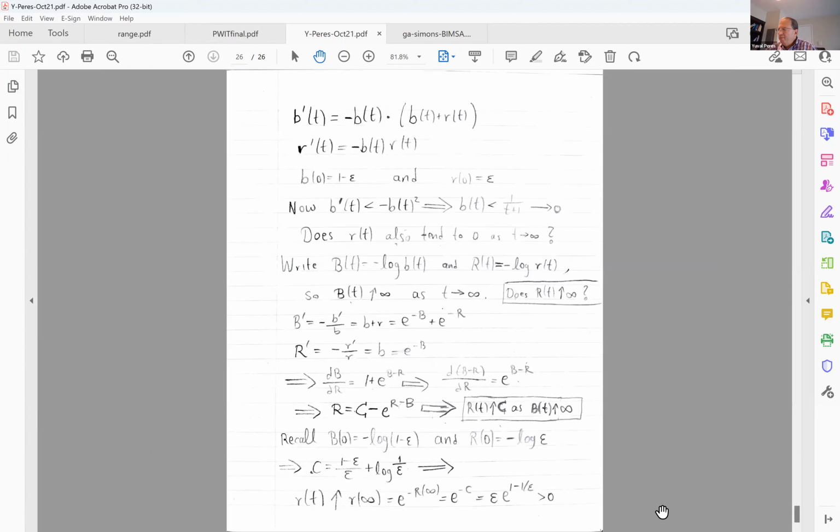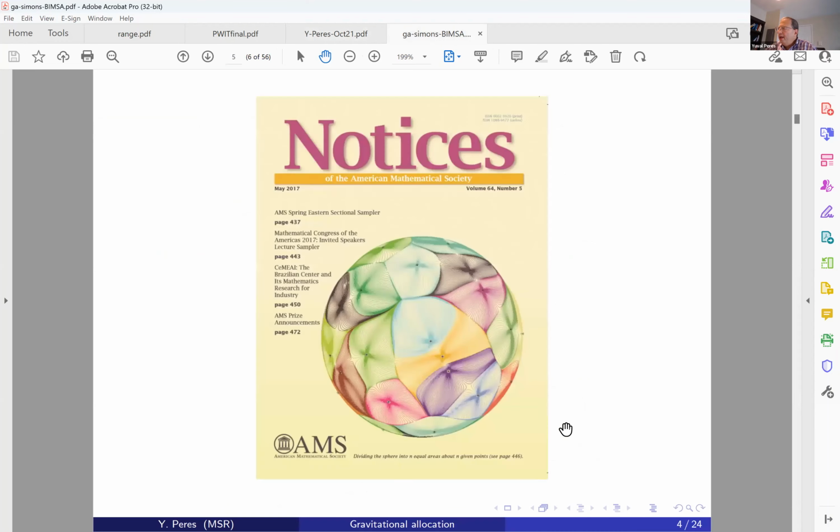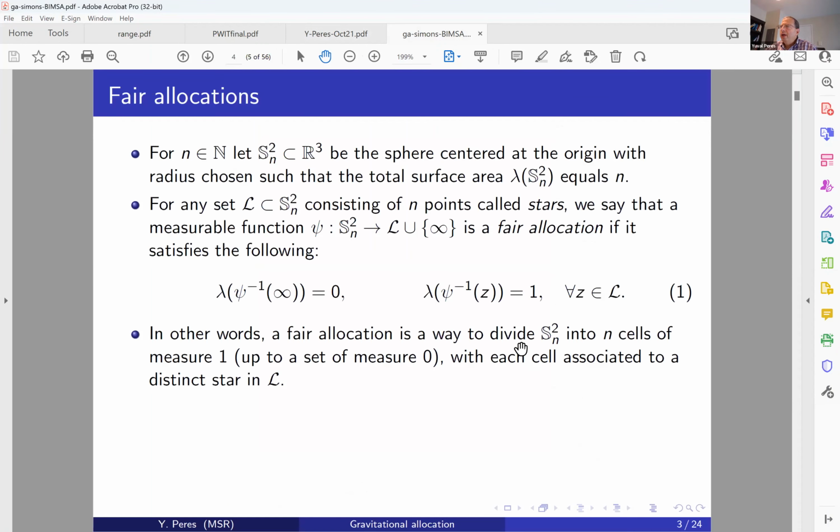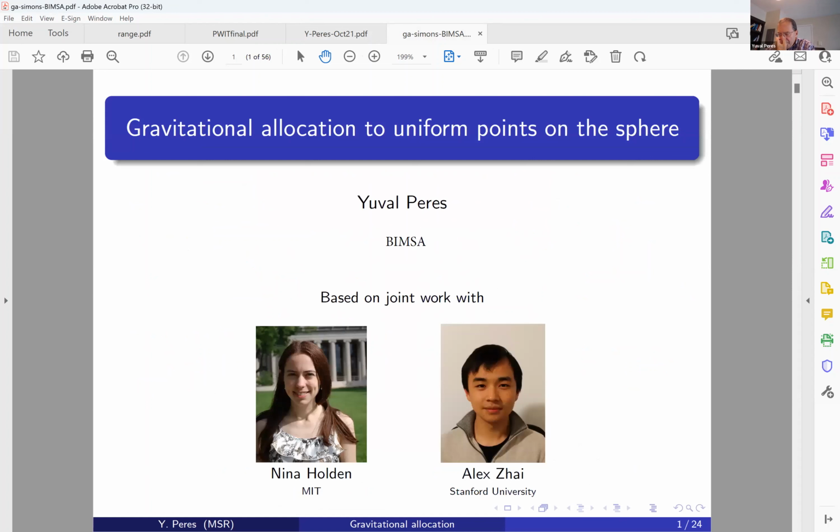Okay, let me go ahead to the two-dimensional case. So I have to change the share. The two-dimensional case is work with Nina Holden, who was at MIT at the time. Now she's at NYU, and Alex Jai, who was at Stanford.